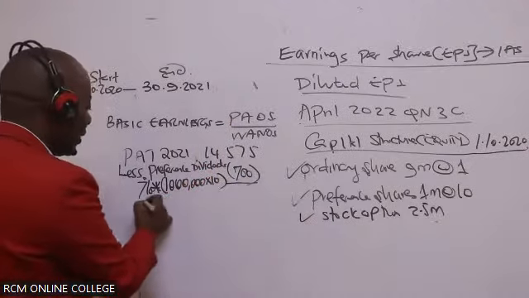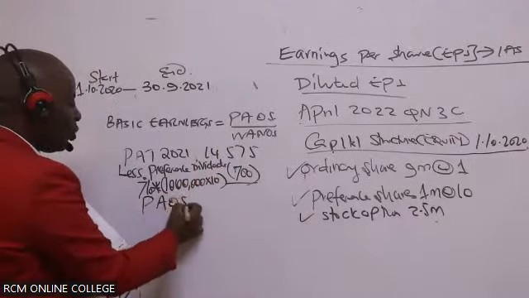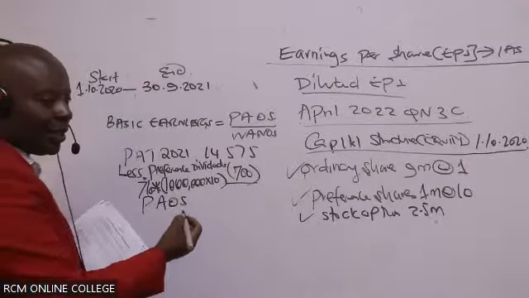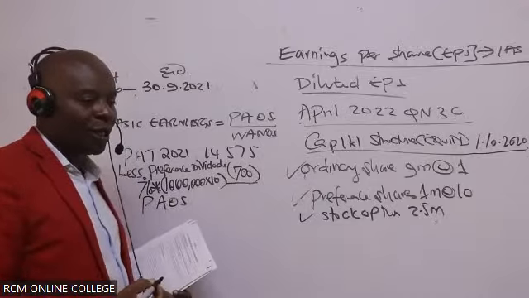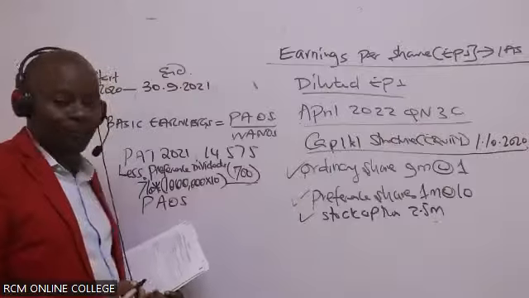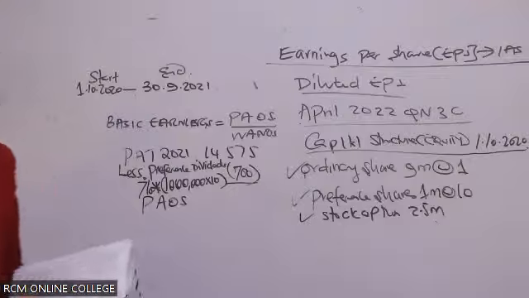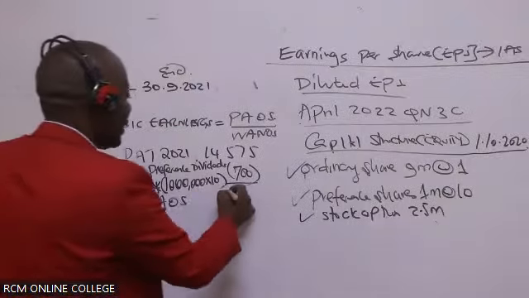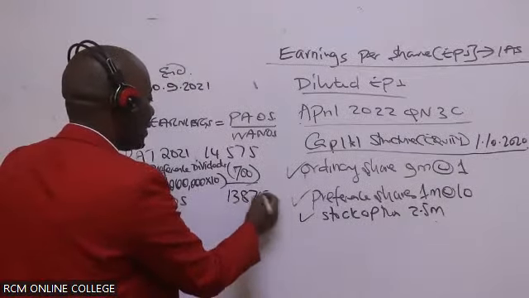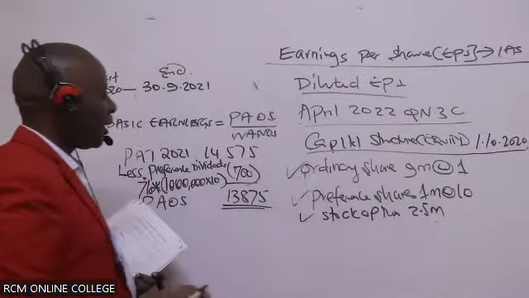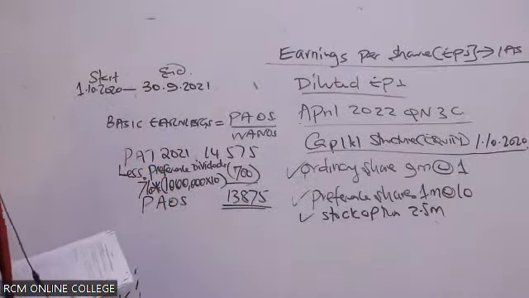So in this case, we get the profit attributable to ordinary shareholders. Can somebody give me this amount? Profit attributable to ordinary shareholders. It is 13,875. So it is 13,875.